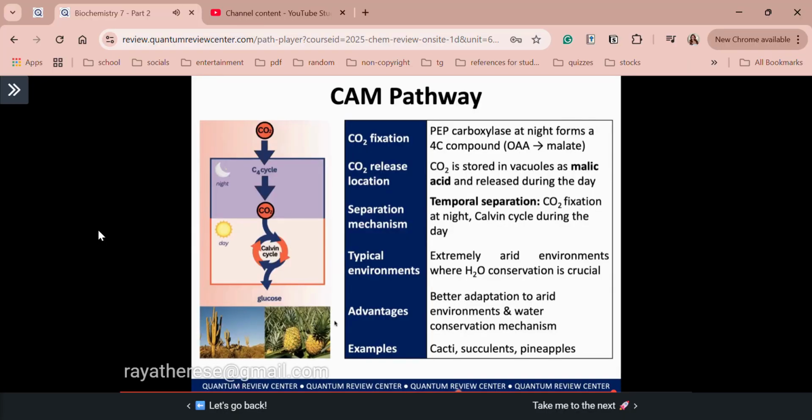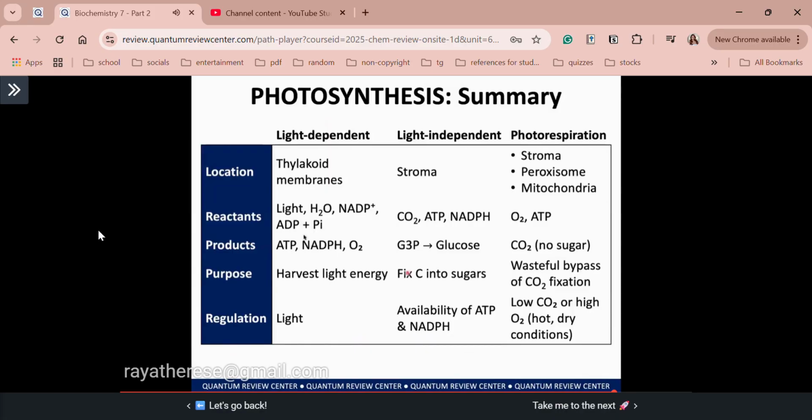Yes po. So now we arrive with our photosynthesis summary. Class, remember ha, the location and the products as well as the regulation are very important here in photosynthesis. Sir, nag-appear talaga siya? Yes. And more often than not, situational or integrated ang questions in your biochem subtest.